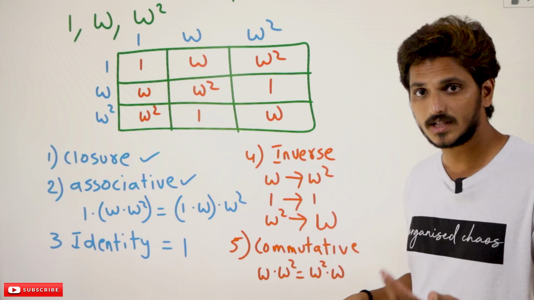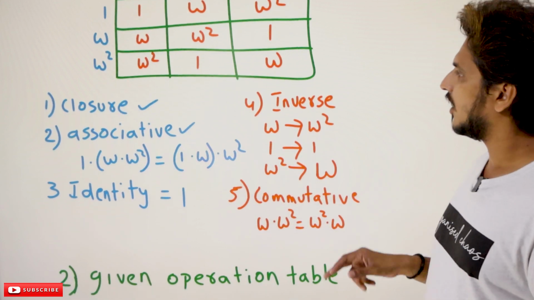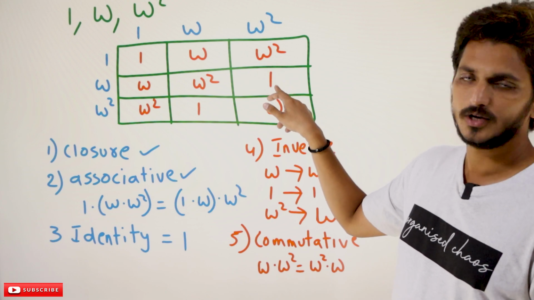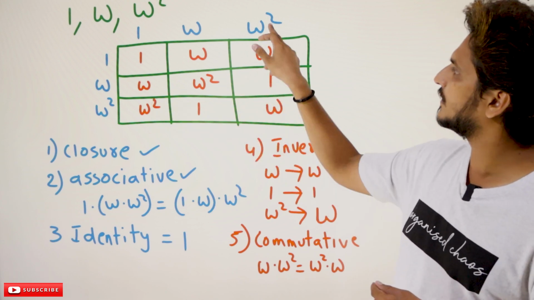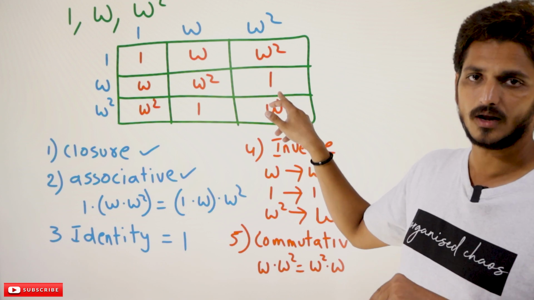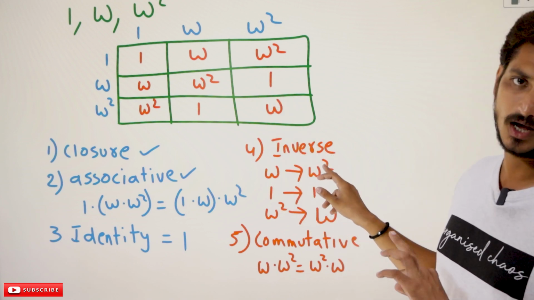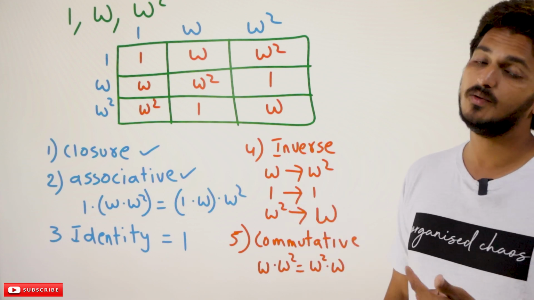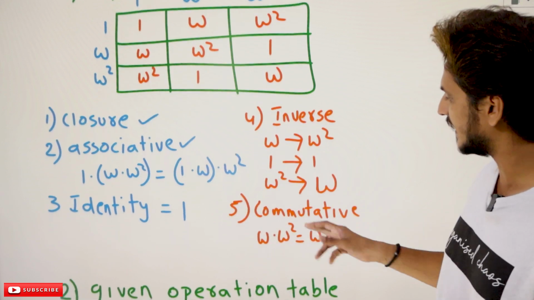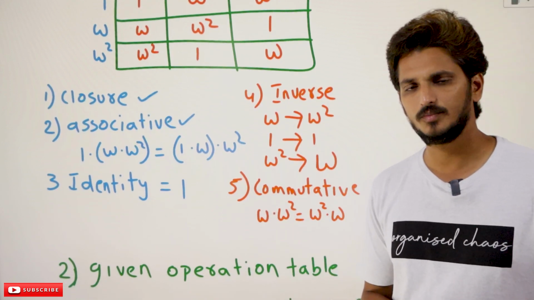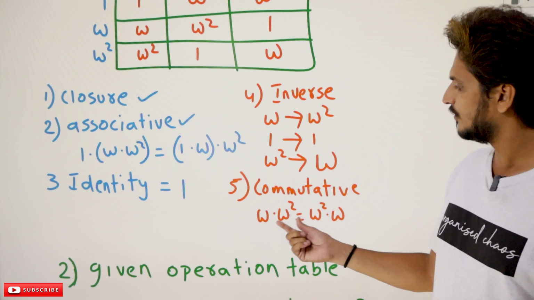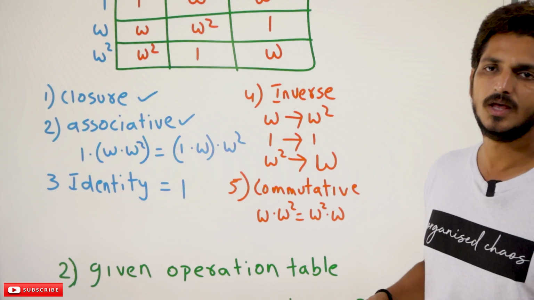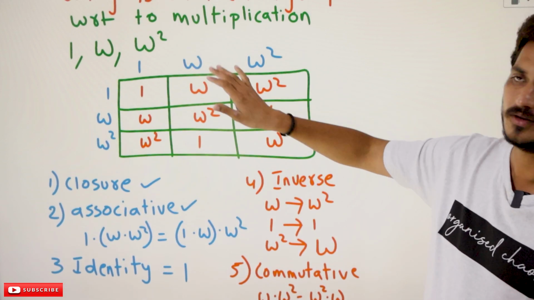Do you have an inverse for all the elements? Yes, we are having an inverse for all the elements. Omega multiplied by omega square, which is omega cube, means 1, the identity element. So for omega, omega square is the inverse. For omega square, omega is the inverse. For 1, 1 is the inverse. For every element, we are having an inverse. Similarly, is it satisfying commutative? Yes, multiplication satisfies commutative. Omega multiplied by omega square is equal to omega square multiplied by omega. Both are the same. So we say it is an abelian group.